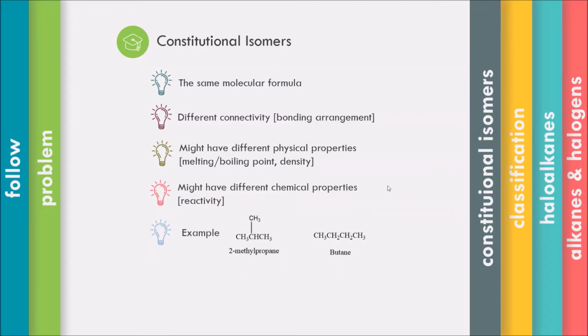Here is an example. The molecule on the left and the molecule on the right have the same number of atoms. If you take a look, the one on the left has 1, 2, 3, 4, so there are 4 carbons, and 10 hydrogens. The molecule on the right has 4 carbons and 10 hydrogens. They also have different names.